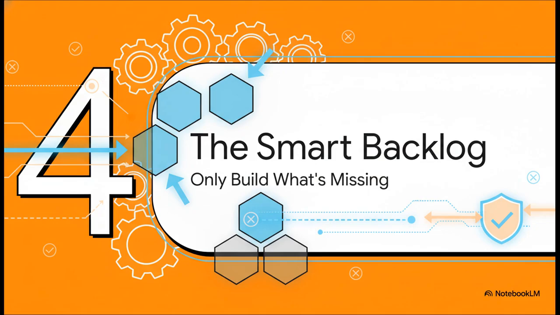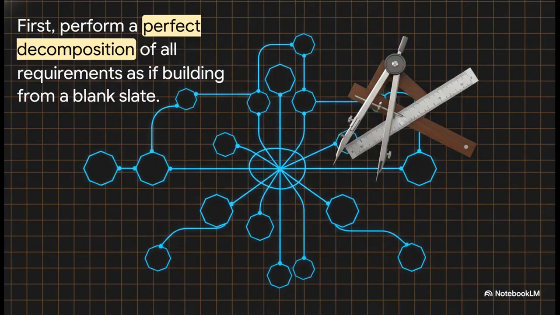Following this process leads to one of its most powerful outcomes, a truly intelligent backlog that actively prevents rework and wasted effort. This is how you stop your teams from spinning their wheels and only build what's actually missing. It all starts with an ideal plan. You map out every single requirement the business needs, as if you were building the entire system from scratch. This is your perfect world blueprint.